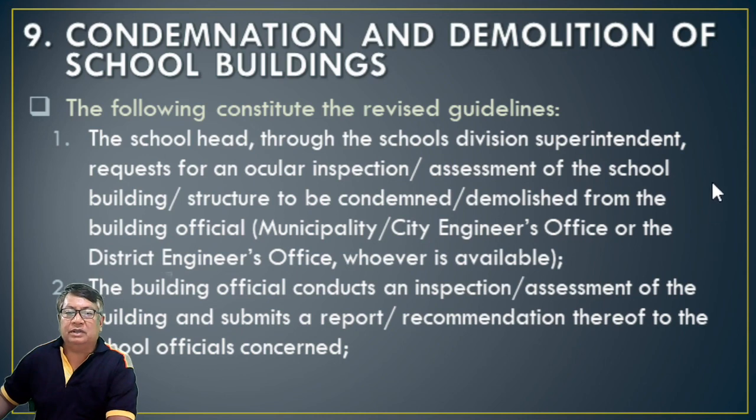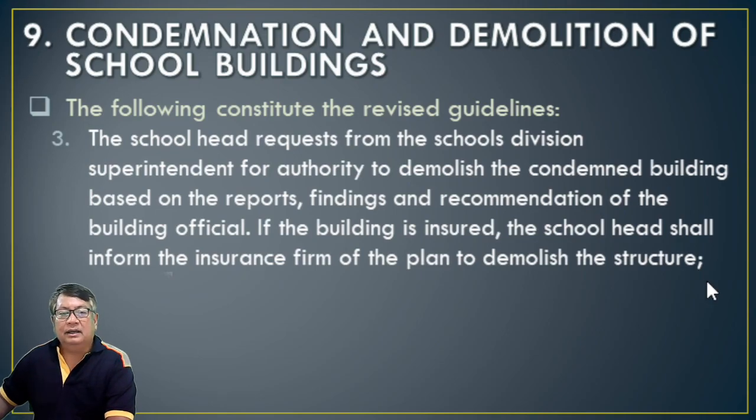The following constitute the revised guidelines. The school head, through the school division superintendent and the inspectorate team, requests for ocular inspection by the municipal or city engineers, district engineers, and any other available. The building officials conduct an inspection and assessment of the building and submit a report and recommendation thereof to the official concerned. The school head requests from the school division superintendent authority to demolish the condemned building based on the report's findings and recommendations of the building officials or the OBO.